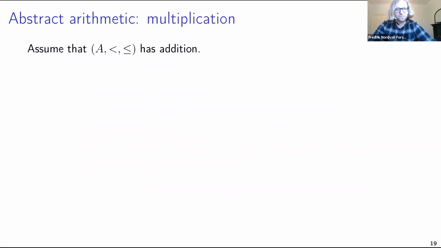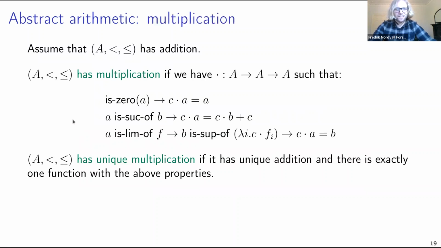Okay, so once you have addition, you can play the same game for multiplication, assuming that you have addition, and it's the same deal. So we say that this abstract structure has multiplication if C times 0 is 0, C times a successor is C times the predecessor plus C, and C times a limit should be the limit of all the things again. So nothing too surprising here.